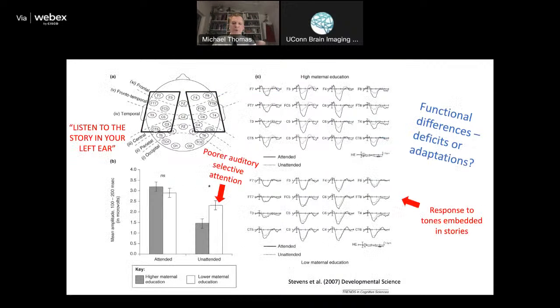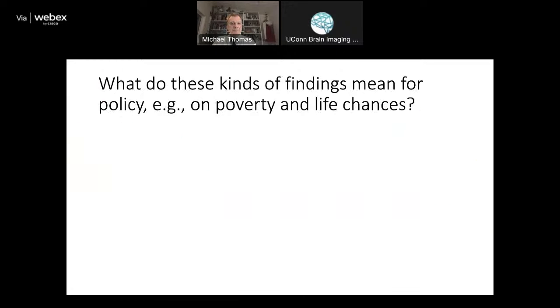And there's functional work showing differences in selective attention. Need to be a little bit careful in this area to not have some kind of normative framework about SES, and to be open to the possibility that these are adaptations of children being raised in different environments.